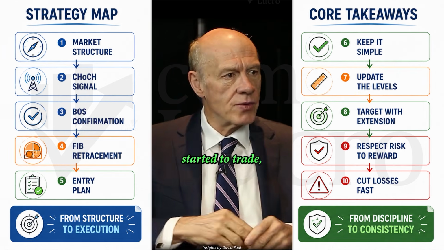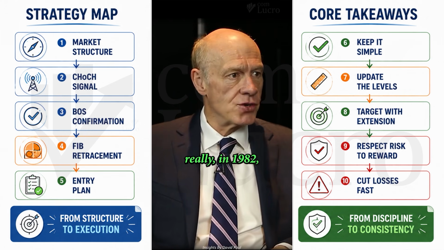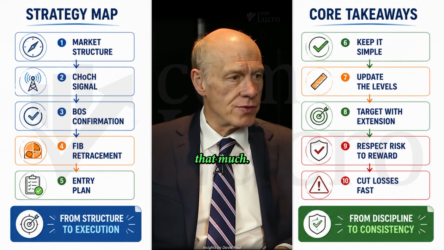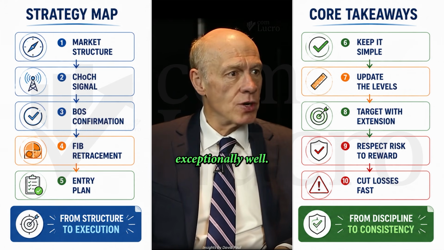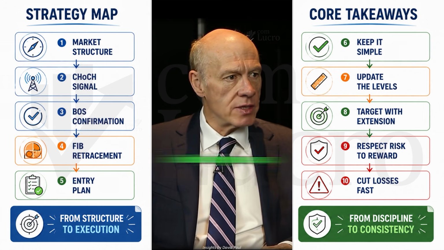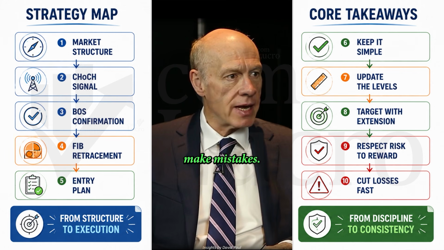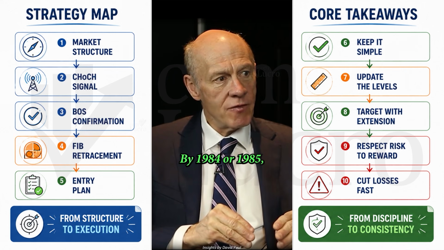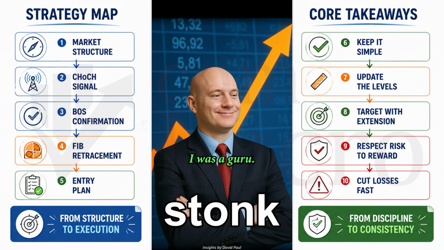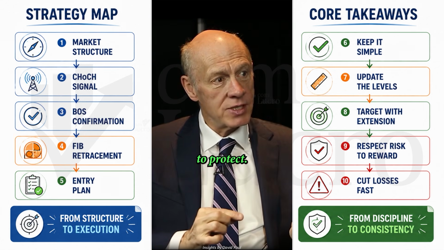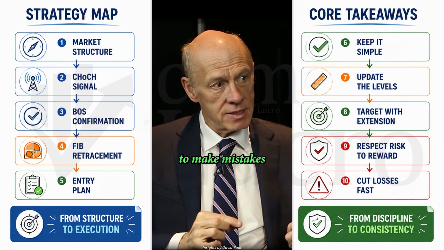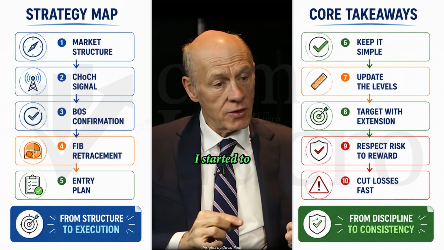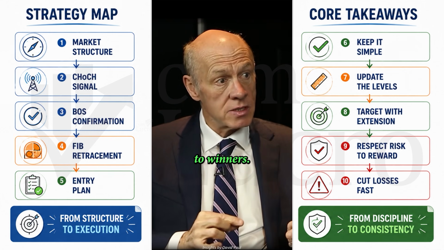When I started to trade really in 1982, I really didn't know that much, and I found that things went exceptionally well. Now, 2 or 3 years into the process, I found myself starting to make mistakes. When I started, I knew nothing. By 1984, 1985, I was a guru. I'd been on courses, I read the books. I now had something to protect. And I started to make mistakes in not cutting losers quickly. I started to make mistakes in not adding to winners.